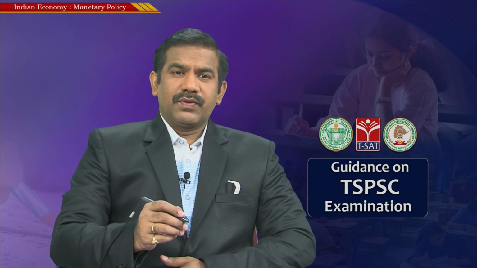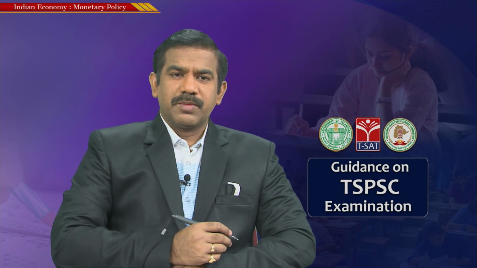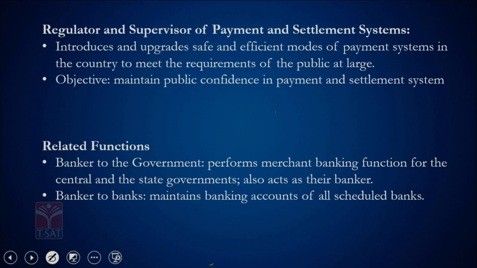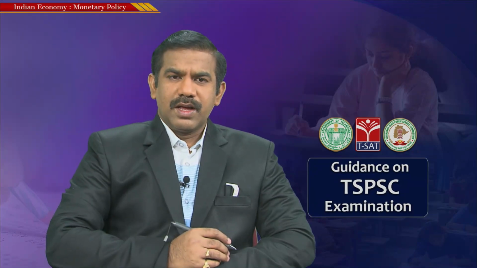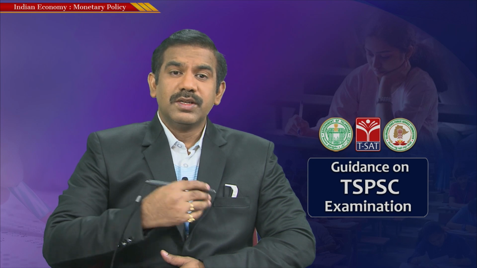And then the further function is regulator and supervisor of payment and settlement systems. Most of you might be using UPI, BHIM, and various online transactions. You might also be aware of the National Payments Corporation of India. So how exactly does a payment take place from one bank account to another, or from one bank branch to another, and how is this transaction settled? Everything is taken care of by RBI, which does this job as regulator and supervisor of payment and settlement systems.